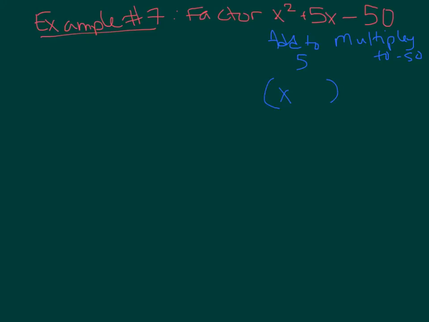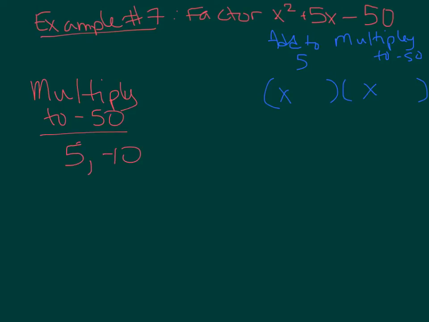So I'm going to go ahead and start by writing out what I know I'm going to put in. I'm going to start with my (x )(x ). Now I need to figure out what the other two things are going to be. So multiplying to negative 50, since it's a negative number, I need to make sure that I have one positive and one negative. And if you think of all the things that can multiply to negative 50, there's really only one set of numbers that can add or subtract to 5, and that's 10 and 5. So I'm going to do positive 5 and negative 10, and also negative 5 and positive 10.